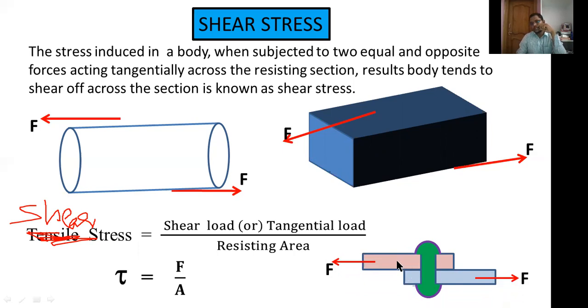Here I consider two plates. For joining these two plates, I am using a riveted joint. When you are applying two forces in equal and opposite directions like this, then the rivet may fail due to shear.